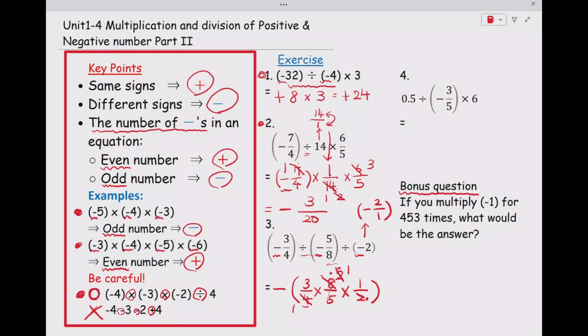Then you get 3/1 times 1/5 times 1/1. Since 1/1 is equal to 1, and 3/1 times 1/5 equals 3/5, and the sign was negative, so the answer would be minus 3/5.